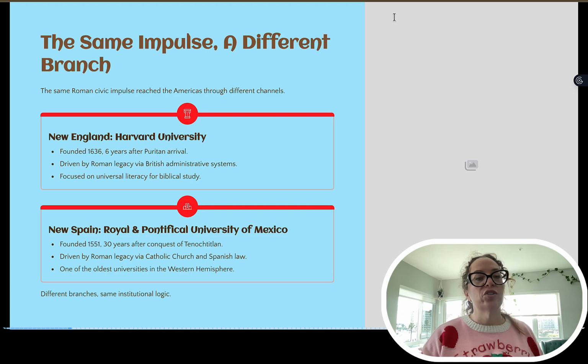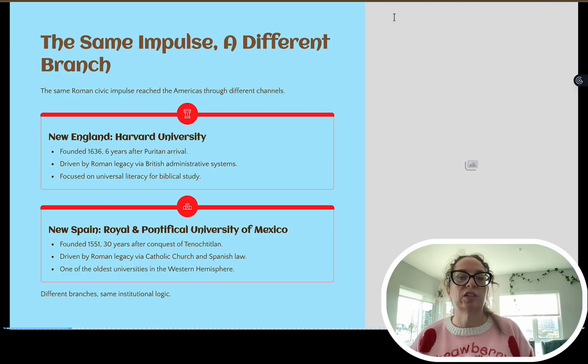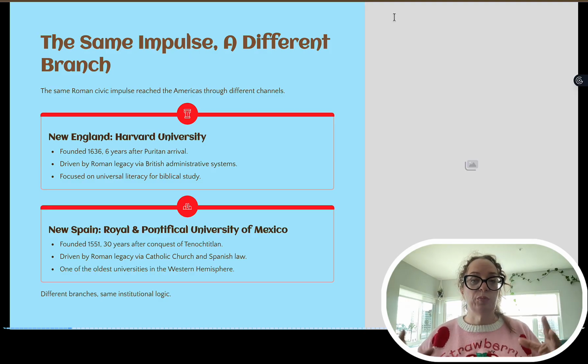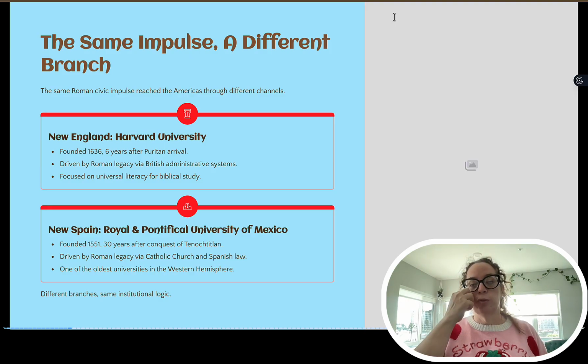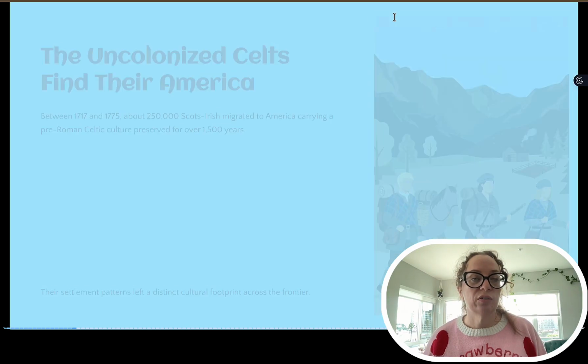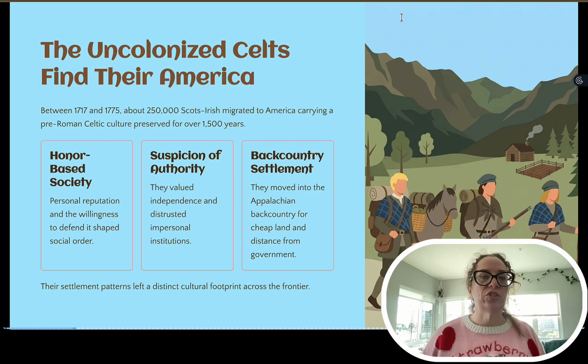Okay, so the Spanish colonial administration that built that university was operating under the same Roman civic inheritance that produced the Puritan impulse to be educated, but just transmitted through a different pathway. So Rome, through the Catholic Church, through the medieval universities in Spain like Salamanca and Bologna, through the Spanish legal system, through the laws of the Indies that required every colonial city to be built on that Roman city grid. It's the same institutional logic that drove the Puritans to build Harvard in year 6, and drove the Spanish crown to build a university in New Spain within one generation of conquering it, okay? Two branches of the same tree.